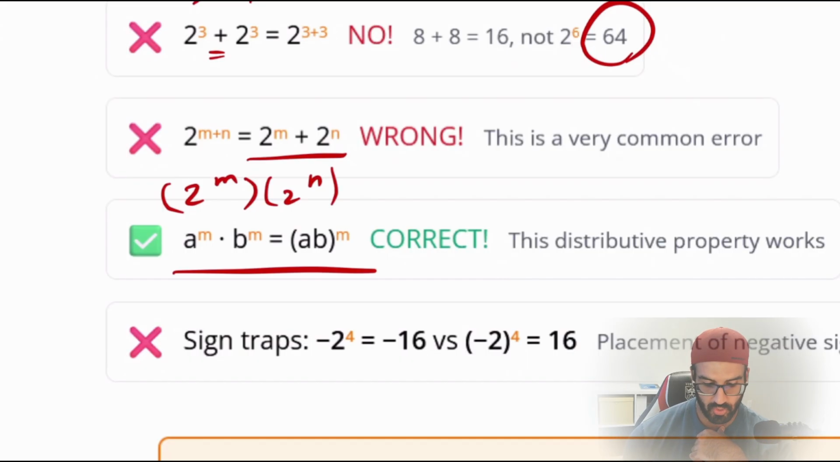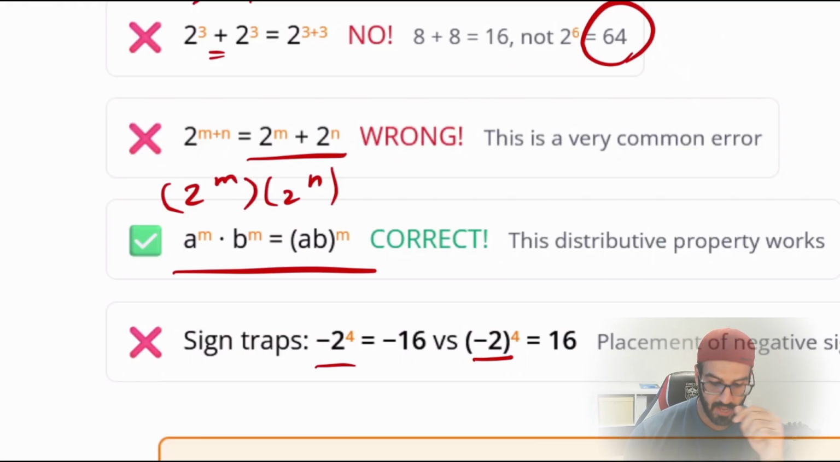So imagine that I have a question: negative 2 to the power of 4. It is so common to confuse these two together. So negative 2 to the power of 4 means that, okay, I have negative 2, I can multiply it 4 times by itself. So it's going to be 16, right?